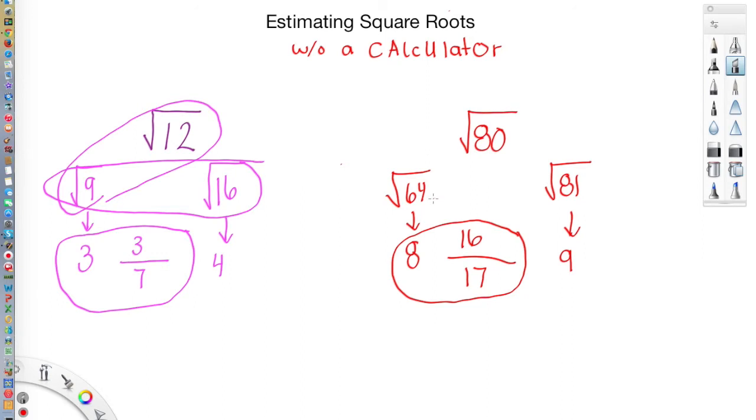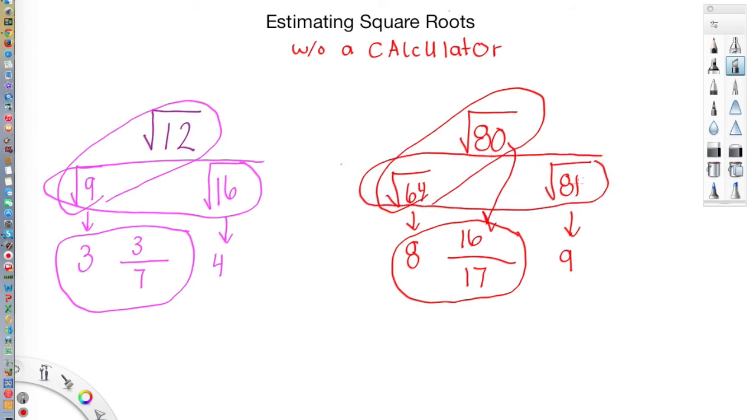Think of it this way. I get my denominator, 17, because the difference between these two perfect squares is 17. And then the difference between 64 and 80 is 16, so it's 16/17 of the way there. So it's 8 and 16/17. Anyway, you get the numerator from finding the difference between these two, and then you get your denominator by finding the difference between these two.